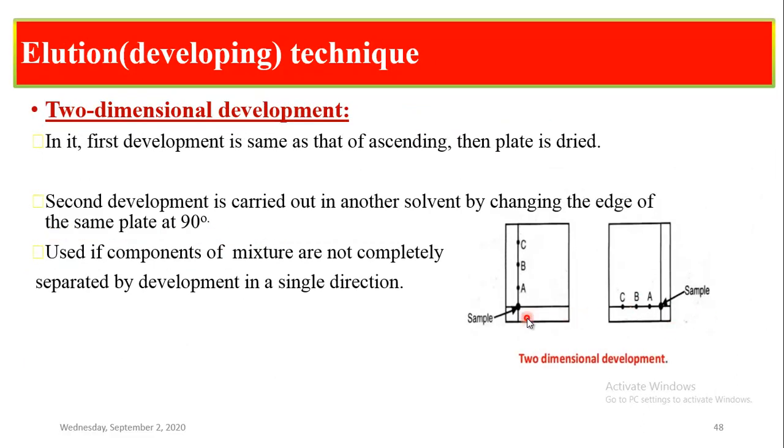In two-dimensional, first we separate the components by eluting in one direction, and after that the plate is taken out, dried, and turned by 90 degrees, and then the components are separated again. So it is called two-dimensional. It means first development from one side and then the other. It is used when the Rf values of the components are very similar, and then we use two-dimensional chromatography.